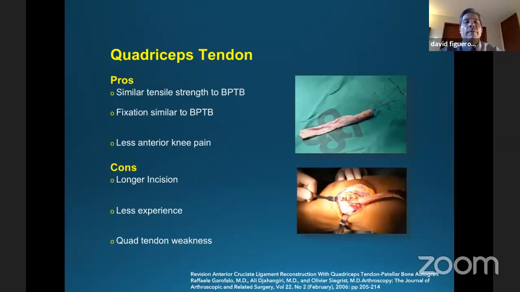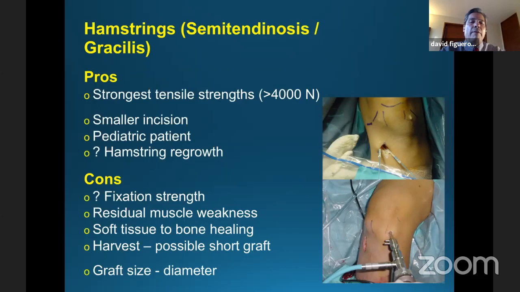Regarding quadriceps tendons, it has a very similar tensile strength to BTB. The fixation is similar also, but has less anterior knee pain. The con is that it needs a longer incision. There is less experience with that tendon, and it is more used in revision surgery than in primary surgery. Regarding hamstrings, semitendinosus and gracilis, they have a stronger tensile strength and, with a smaller incision, can be used in pediatric patients.